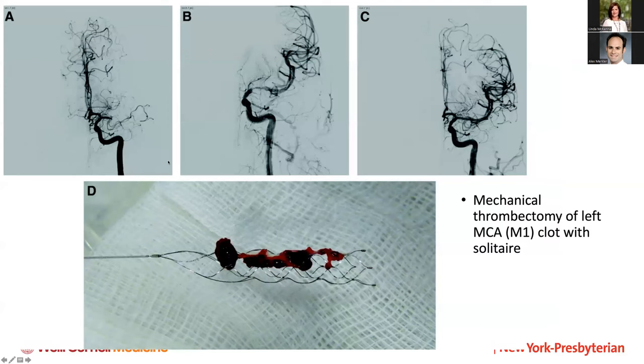And this is just sort of the schematic of what happens. In A, you can see these are the blood vessels, and you can see there's an abrupt cutoff here. There's no blood flow flowing here. And so this is them using the stent to go into this blocked artery. And then here you can see the resolution. If you compare A to C, all these new blood vessels have re-emerged, meaning that the clog has been removed and there's new blood flow into these arteries of the brain. And here's the blood clot that's removed from the brain.